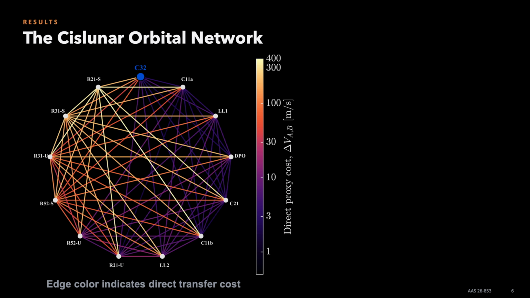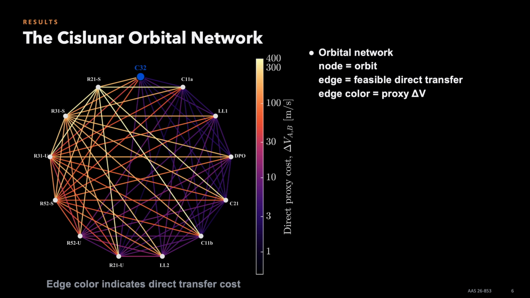We can now convert this into an orbital network. Each node is an orbit. We plot an edge if there's a feasible direct transfer under the selected delta-V and time-of-flight budgets. And the edge color represents the delta-V proxy cost. The reference budget we're using is about 400 meters per second max, and then the max time of flight of a sidereal month, 27.3 days.